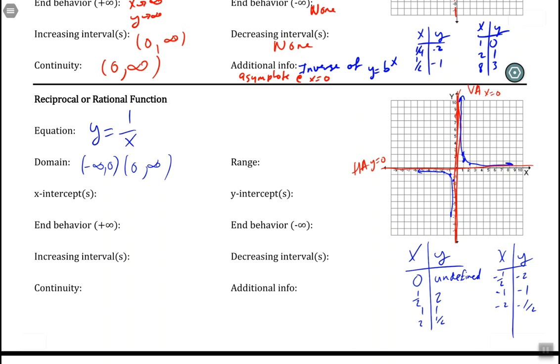It doesn't ever reach 0. Goes right up to it. Is that how we show it? You were showing that 0 is not included. Domain, we got. What about range? Same thing. Negative infinity to 0, not included. 0 to infinity.